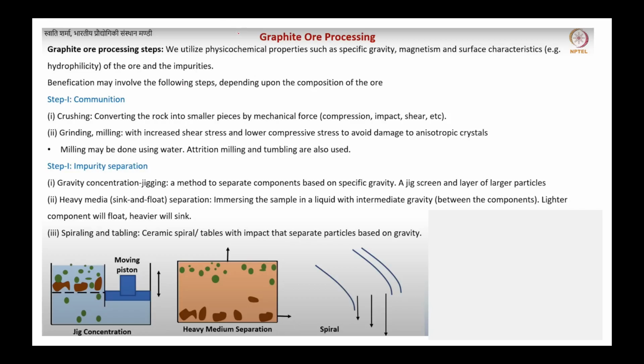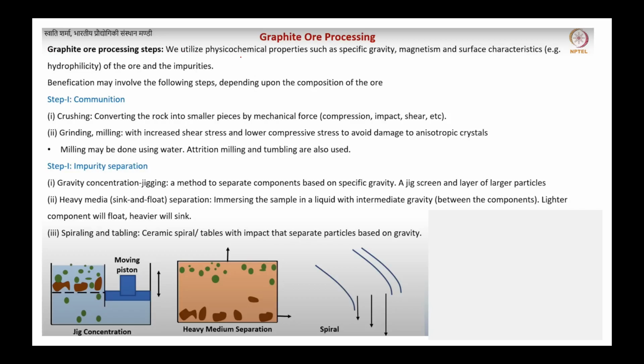Now the thing I wanted to explain at the last is graphite ore processing. Suppose you have graphite ore, how will you get graphite from it? There are many processes. So first, the graphite ore processing steps.